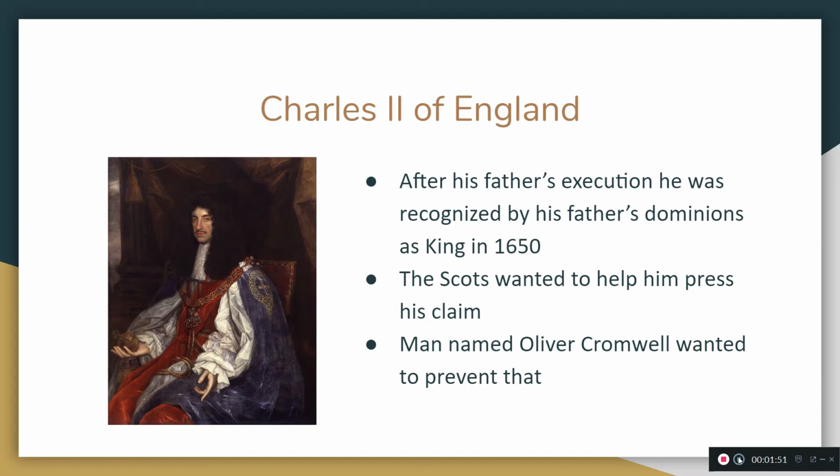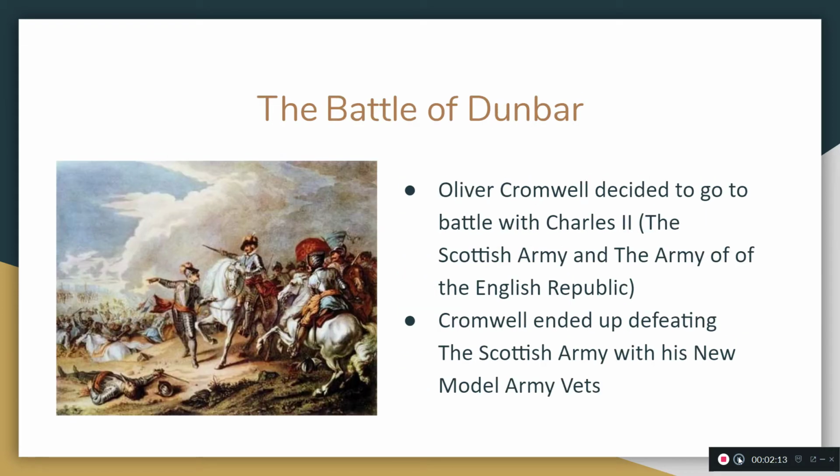So Charles II of England was recognized by his father's dominions as king in 1650 after his father's execution. The Scots wanted to help him press his claim to become the actual king of England. So a man named Oliver Cromwell wanted to prevent that. So that leads to the Battle of Dunbar. Oliver Cromwell decided that he wanted to go to battle with Charles II. So this would have been between the Scottish army and the army of the English Republic.